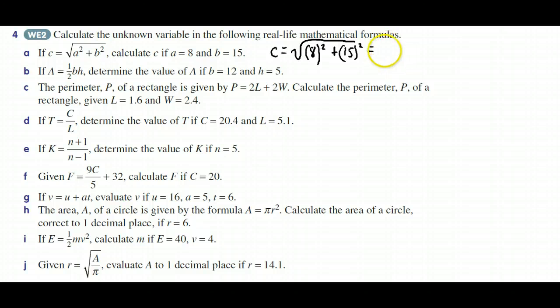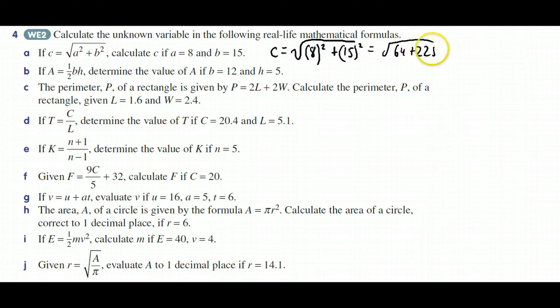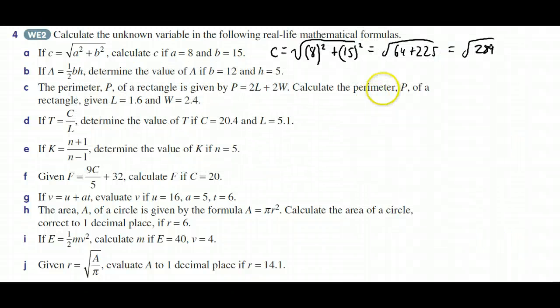So 8 squared is 64, and 15 squared is 225. 64 plus 225 is 289. So we've got the square root of 289. Let's put that into a calculator. So we've got the square root of 289, which is 17.